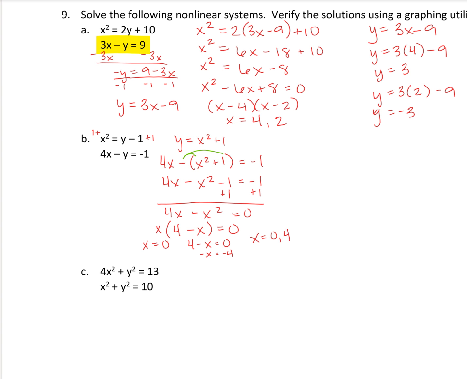I'm going to take those and plug them in to my first equation. So y equals, and instead of x squared, I'm going to put 0 squared plus 1, which gives me 1. And then I get y equals 4 squared plus 1. 4 squared is 16. 16 plus 1 is 17.